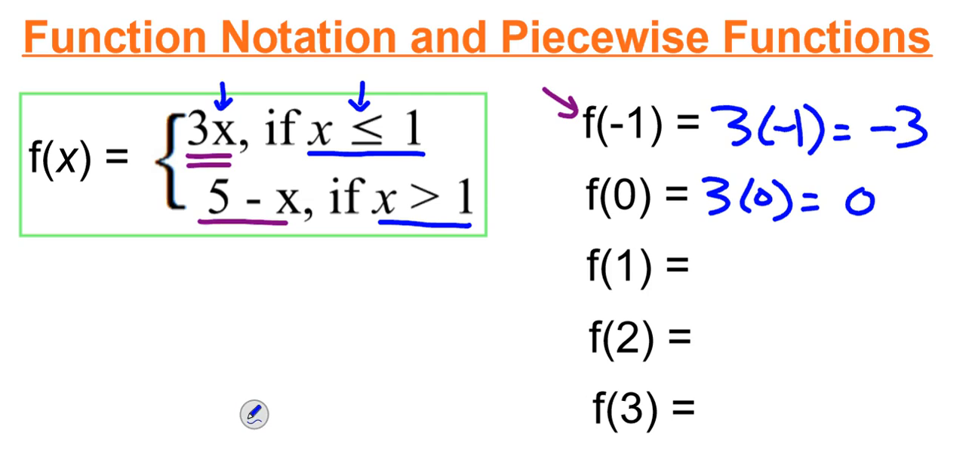f of 1, which rule? Oh, the same one, right? Because 1 belongs with x is less than or equal to 1, so we're going to use the same rule of 3x, and we're going to plug in not a 0 again. We're going to plug in a 1, and we get 3.